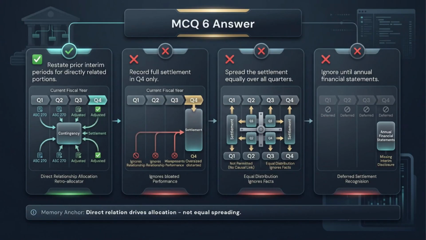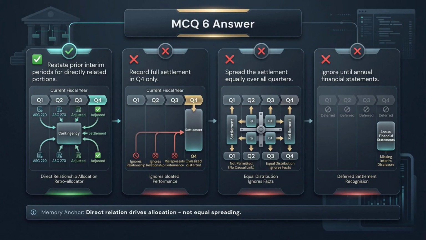Restate prior interim periods for their directly related portions. Option A is wrong because putting everything in Q4 ignores the connection to earlier current year interim periods. Option B is wrong because equal spreading is arbitrary unless the facts support equal allocation. Option D is wrong because a material estimable contingency cannot simply wait for annual financial statements.